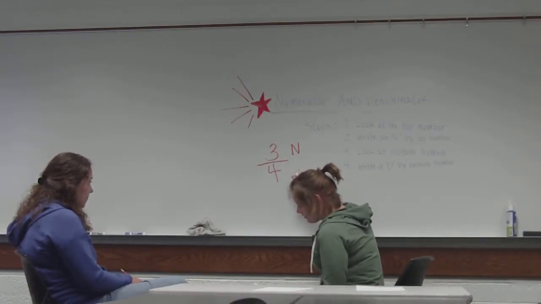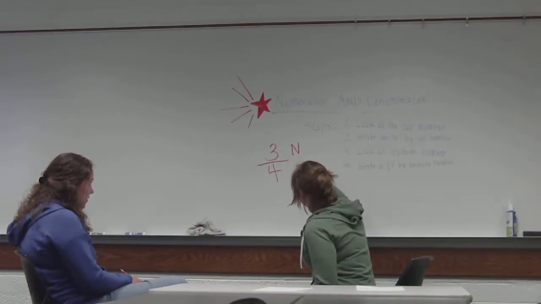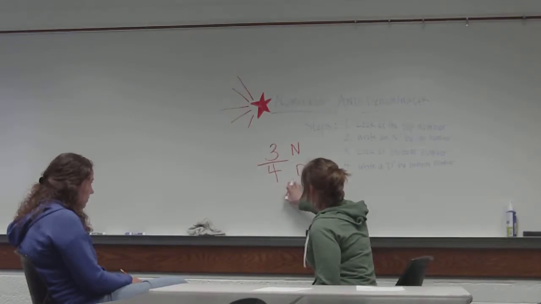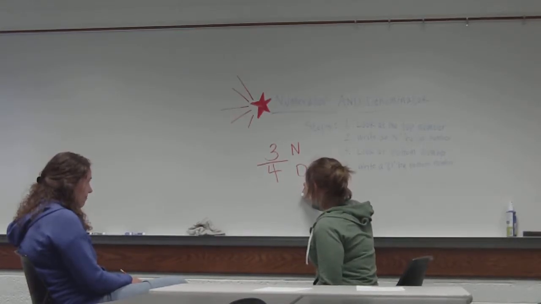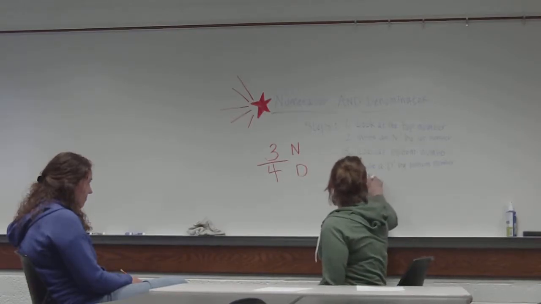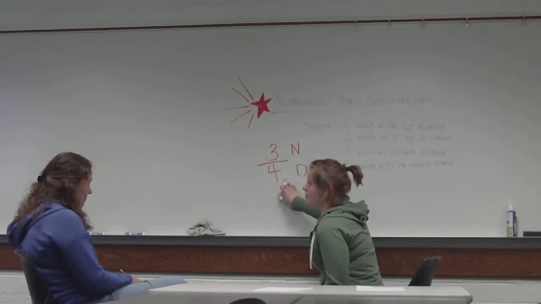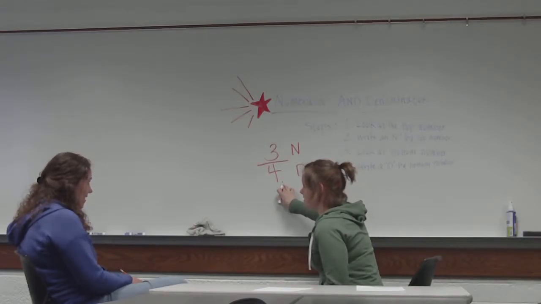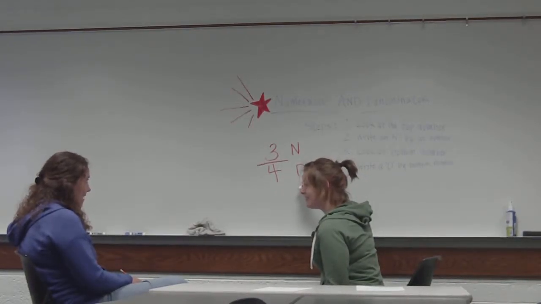And so the next thing I will do is write a D next to the 4 because the 4 is the denominator. What is the next thing I will do? You write a D. That's right. I write a D next to the bottom number because the bottom number is the denominator. What is the bottom number? The denominator. Very good. So I will write a D next to the bottom number because it's the denominator. Excellent.